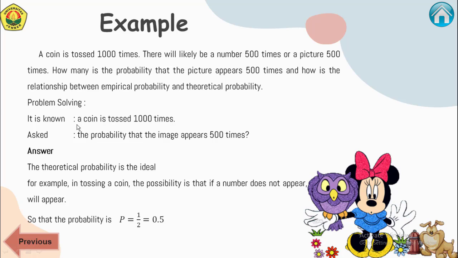Problem solving. It is known a coin is tossed 1,000 times. What is the probability that the image appears 500 times? The answer: the theoretical probability is the ideal. For example, in tossing a coin, if a number does not appear, the picture will appear. So the probability is as shown in the slide.